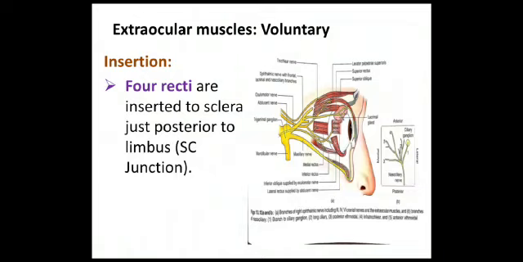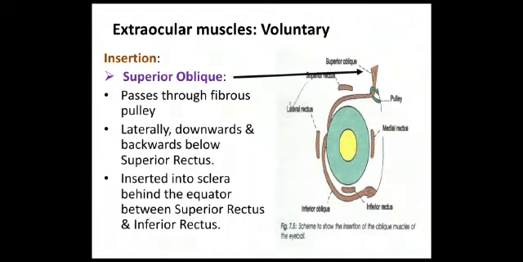Coming to the insertion, the 4 recti are inserted to the sclera, just posterior to the limbus. So limbus is also called as a sclerocorneal junction. So insertion of the superior oblique muscle. This muscle passes through the fibrous pulley. It passes laterally, downwards and backwards below the superior rectus. It is inserted into the sclera behind the equator between the superior rectus and inferior rectus.